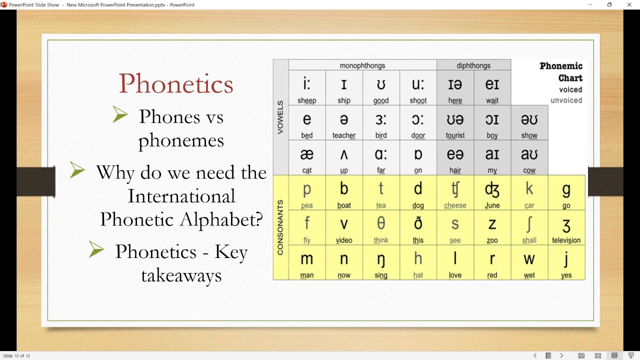Transcribing phonemes. When describing phonemes, we use broad transcription, only mentioning the most notable and necessary sounds, and place the letters and symbols between two slashes. For example, the English word apple would look like this. Here are some further examples of phonemic transcriptions.